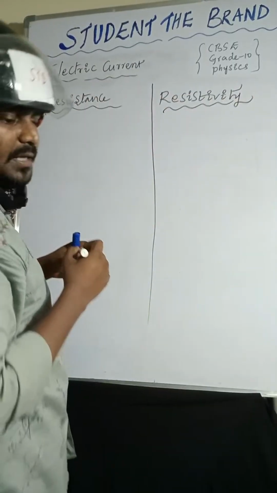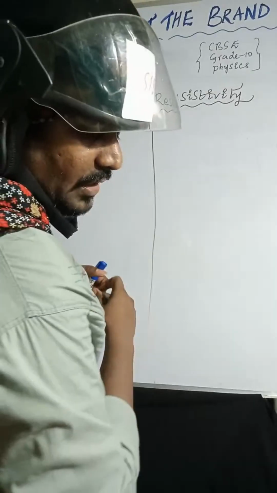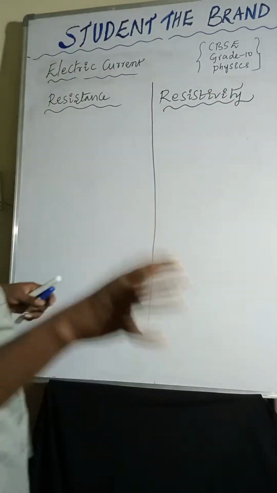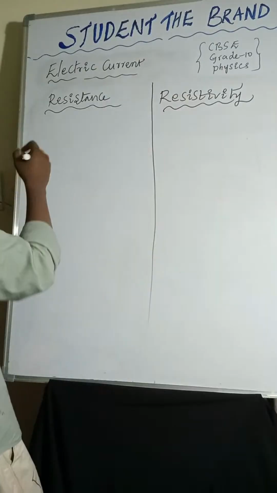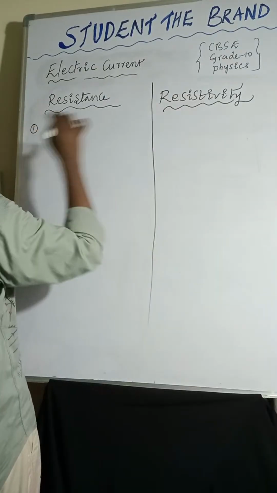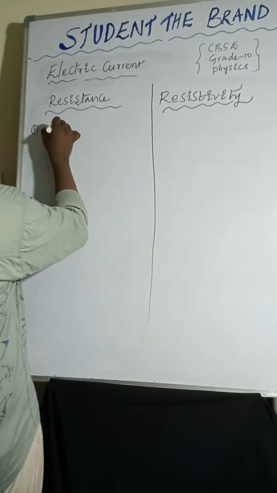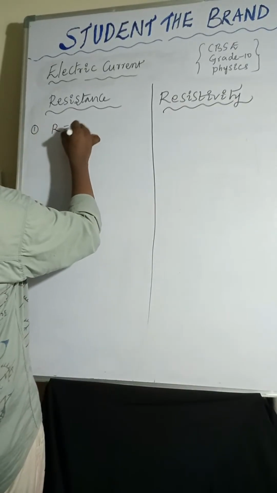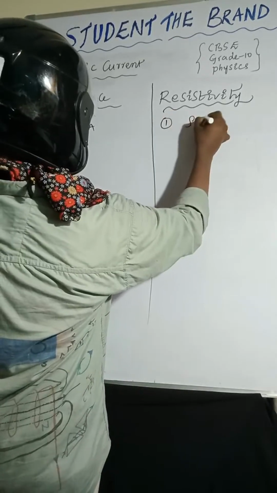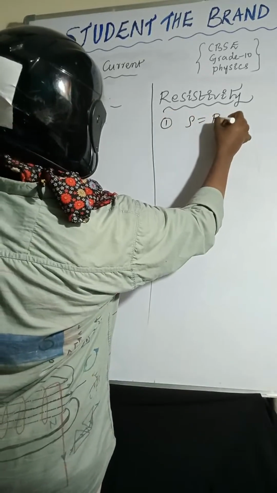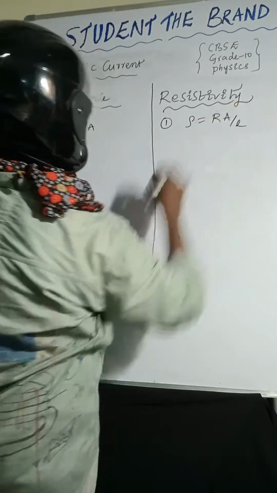Resistance is nothing but the phenomenon of opposing the electric current. Resistivity is a property of the material. So R equal to rho into L by A. So rho equal to RA by L.